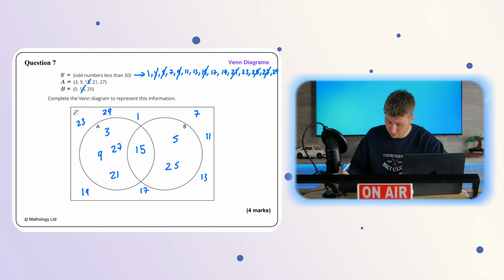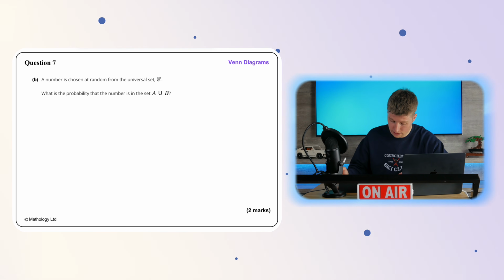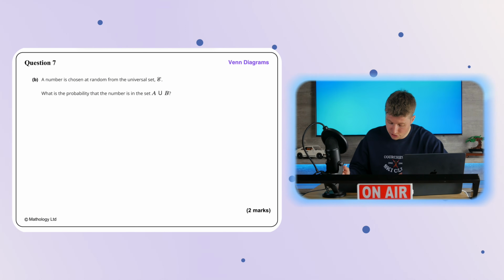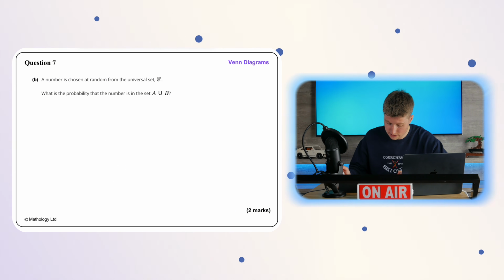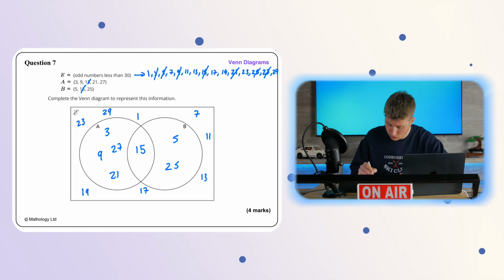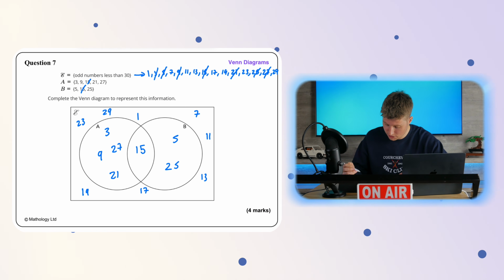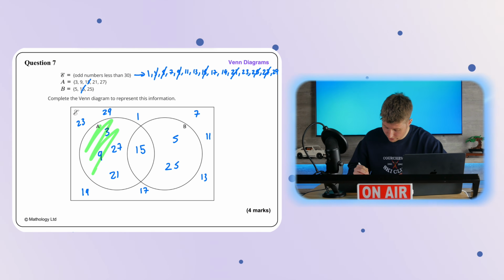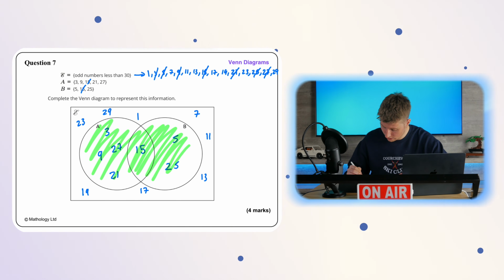So that is the completed Venn diagram. Now part B says a number is chosen at random from the universal set. What is the probability that the number is in the set A union B? So this symbol here means or, so either A or B. So the shaded region that represents that probability is everything within the Venn diagram.